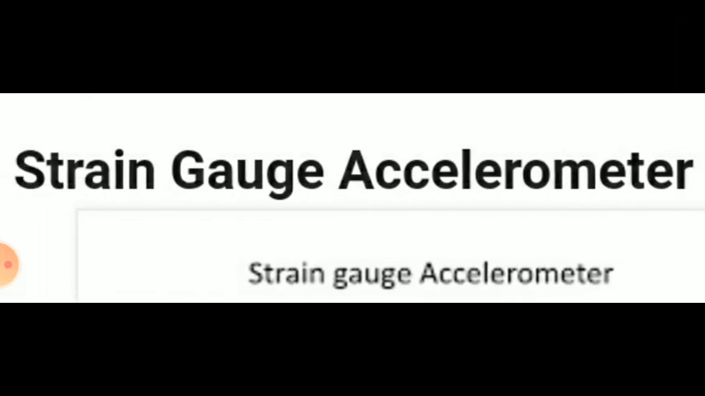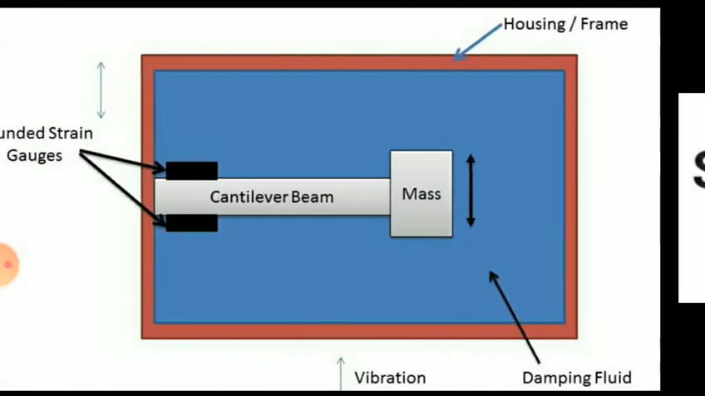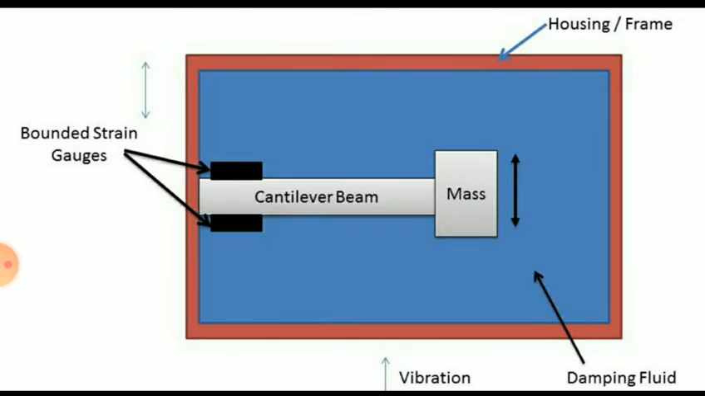Now we will see the types of accelerometers. The first type is the strain gauge accelerometer. So we will see the diagram. There is a cantilever beam. At the end of the cantilever beam, the mass is attached. There is a damping fluid that is placed in a container or in a housing, and the strain gauges are mounted on the top and bottom of the cantilever beam. So this is the strain gauge accelerometer.